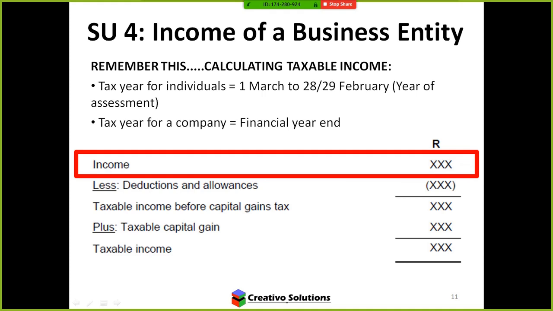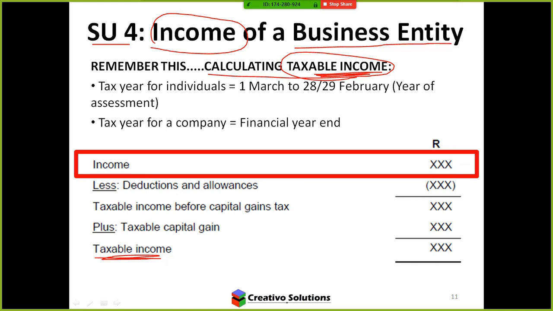Okay, the last part here, looking at study unit 4, is looking specifically at the structure, okay, income. Remember calculating taxable income? This is important, taxable income. Notice this is not tax liability. This is working out taxable income for a business entity. It can be any business: sole proprietor, partnership, company, CC, whatever. Okay, we're obviously going to be focusing on specific types of businesses, generally companies in most cases.